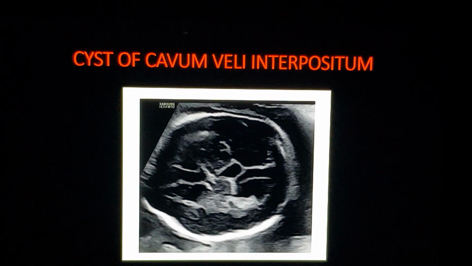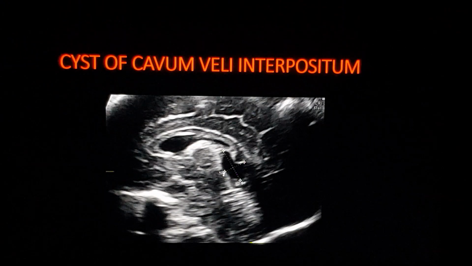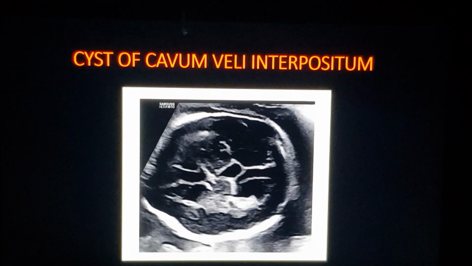On the axial scan, this is how it would look. It's a midline cyst. It's an oval anechoic structure, and the anatomy is better defined in the sagittal plane than the axial plane.